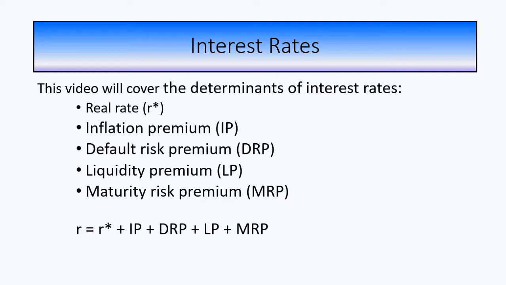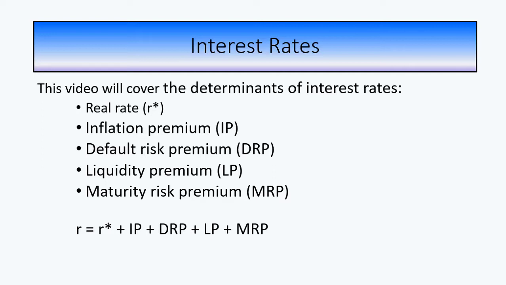It says the nominal interest rate on a bond equals the real rate of return plus an inflation premium plus a default risk premium plus a liquidity premium plus a maturity risk premium. Which one of those premiums is applicable depends on the type of bond we're looking at. Then we'll investigate what exactly these premiums represent. And that's what we want to look at next.